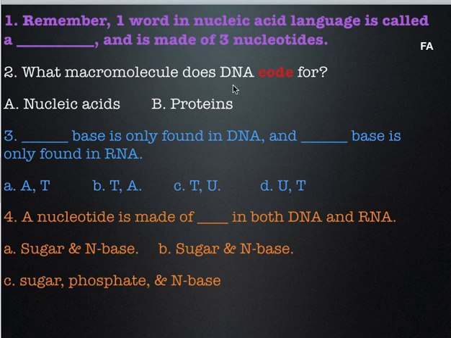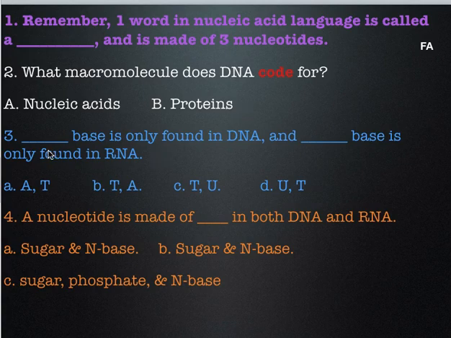What macromolecule does DNA code for? Not what DNA is. DNA is a nucleic acid because the N and the A stand for nucleic acid. But DNA codes for, what does DNA make? DNA makes proteins because remember in transcription, the DNA is used to make mRNA. The mRNA goes to the ribosome to make a protein. So DNA codes for proteins.